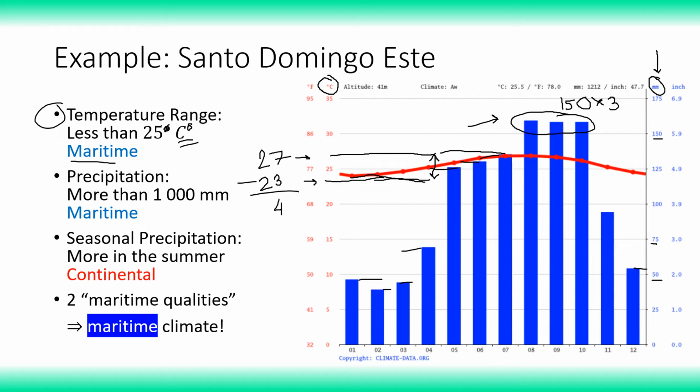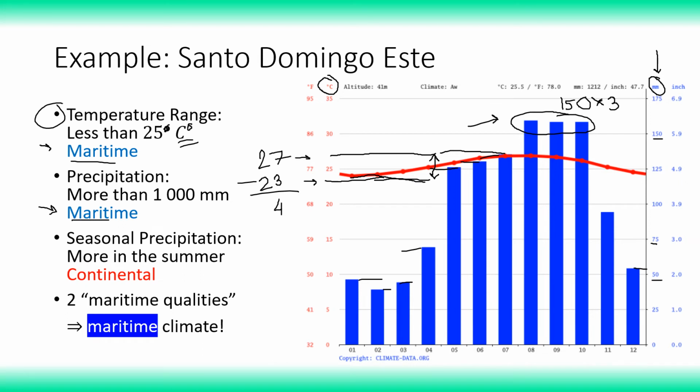Alternatively, and I'm going to show you this on the next slide, there is a data table containing information about the temperature and about the precipitation. So if you're not sure about the precipitation numbers, I believe you could just read them off that table as well. But anyway, for the precipitation, if you add up all of these, it should come out to more than 1,000 millimeters. So that's another maritime quality. So we already have 2 maritime qualities, which suggests that Santo Domingo has a maritime climate.